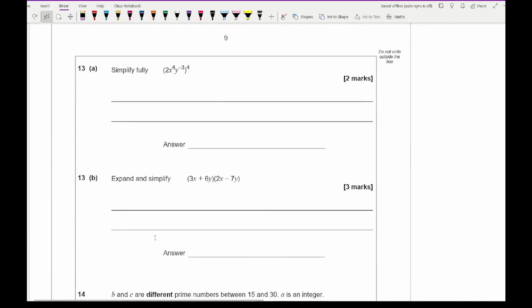The next question 13, it says simplify fully, and we've got this expression inside a bracket. So for this, what I need to do is just raise all the terms in the bracket by 4. So it's going to be 2 to the power of 4. Now with brackets, we multiply the power, so that's going to be x to the power of 4 times 4, which is 16, and -3 times 4, which is -12. And then here, just remove the multiplication symbol, simplify 2 to the power of 4, which is 16. So the final answer is going to be 16x to the power of 16, y to the power of 12.